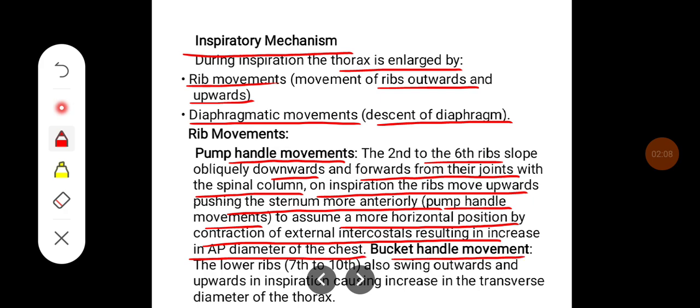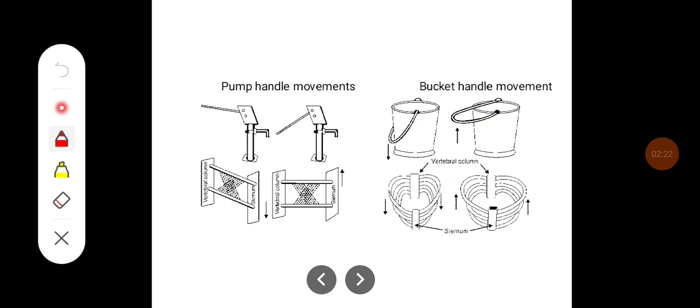And bucket handle movement is where the lower ribs, that is 7th to 10th, also swing outwards and upwards in inspiration, causing increase in the transverse diameter of the thorax. So these are the pump handle movements which occur because of the movement of the sternum. Okay, so here you can see the sternum. When muscles contract, they are going to move in upward direction like this.